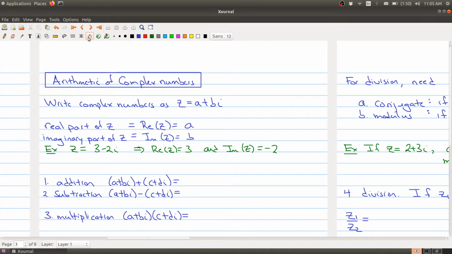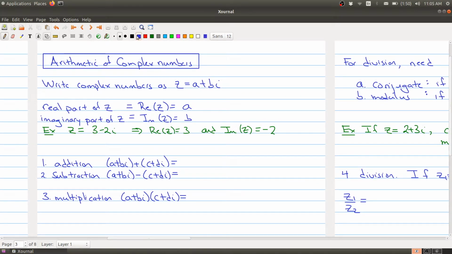Now, of the operations, addition, subtraction, multiplication, and division, addition and subtraction are the easiest to describe. How do you add two complex numbers? Here I have two complex numbers. You add them by adding the two real parts, and that gives you the new real part. Then you add the corresponding imaginary parts, so you have (b plus d) times i. That's just the sum of two complex numbers.